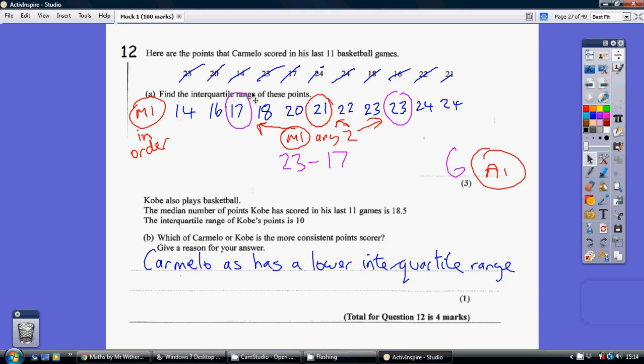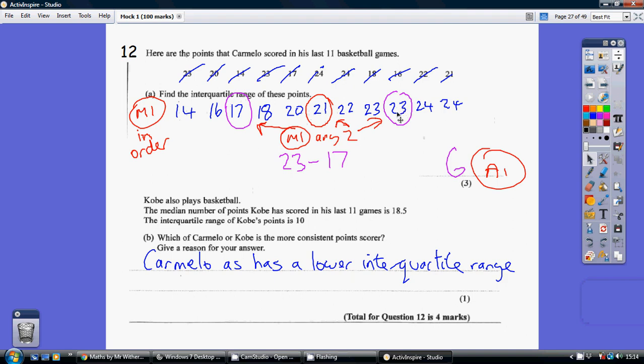Start off by finding the middle one. So the middle one of 11 is the sixth one in. So I've circled that in red. Then just focus on the terms before the middle term. You see we've got these 5 terms here, and circle the middle of those. That's circling the 17. Then move on to the terms after the median, after the 21, and circle the middle of those, which is 23.